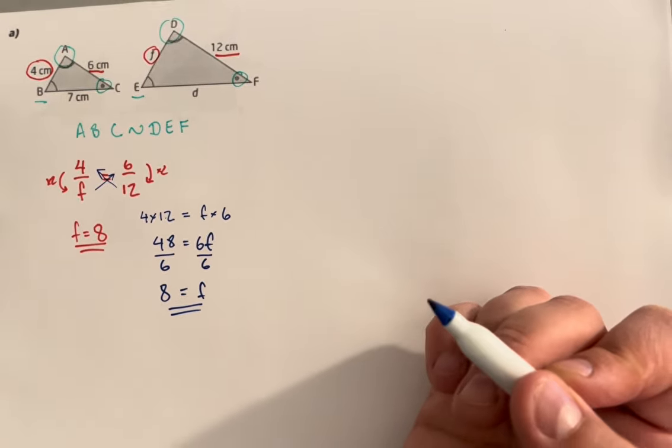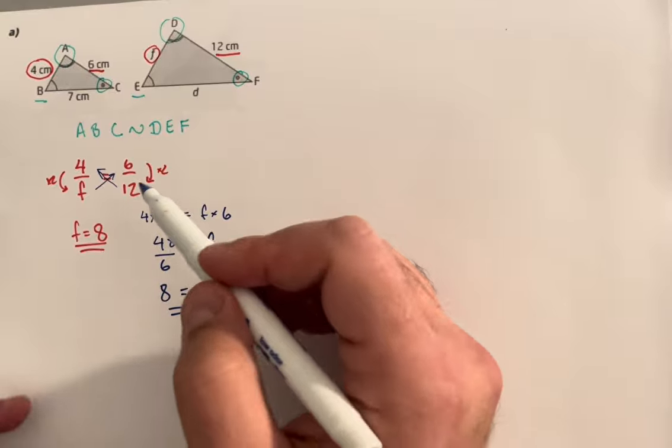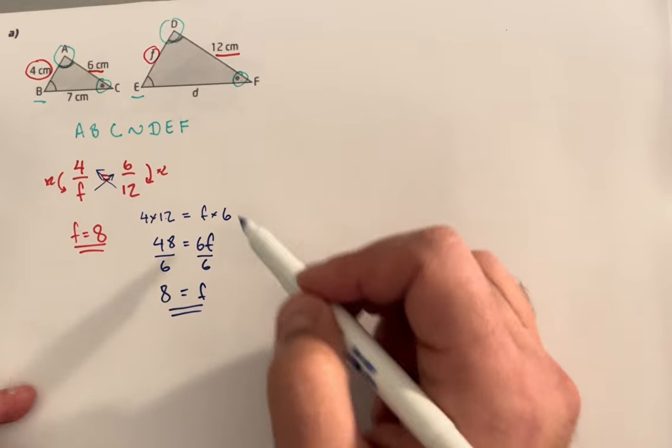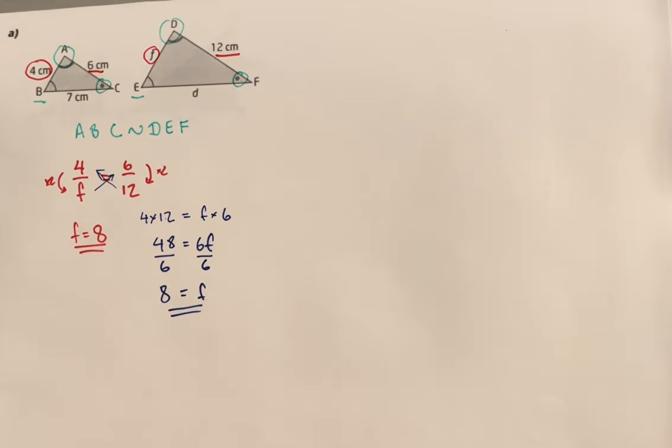Okay, so a couple of different ways to solve for that. I think that noticing that 6 times 2 is 12 is a lot easier and a lot faster, but you could definitely use the equation.